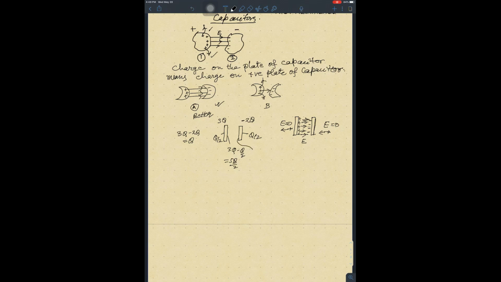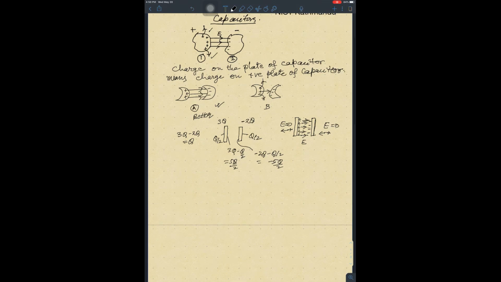And what will be the charge on this surface? Here also, minus 2q minus q by 2, that is minus 5q by 2. So what we observe is that whatever the charge, whether equal or unequal charge is given to the capacitor plates, the charge on the inner surfaces facing each other will be equal and opposite in nature. It is not important what magnitude of charge we are giving. So this is the arrangement of charge in a parallel plate.